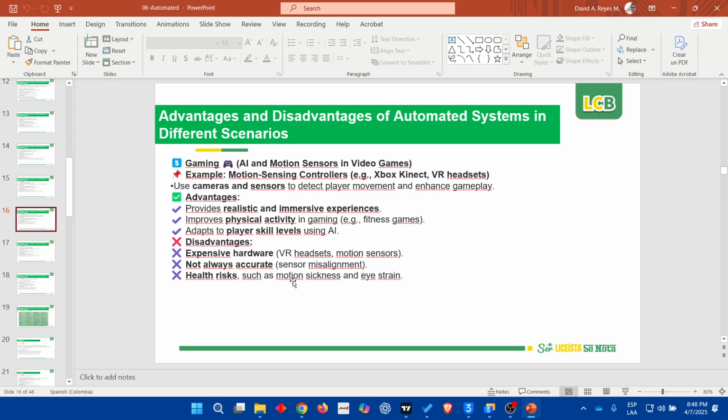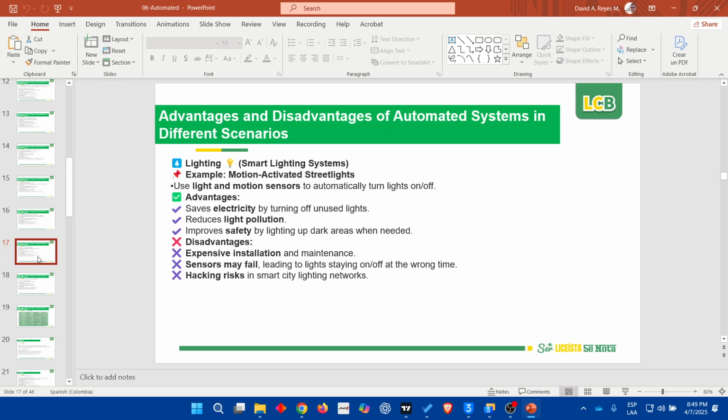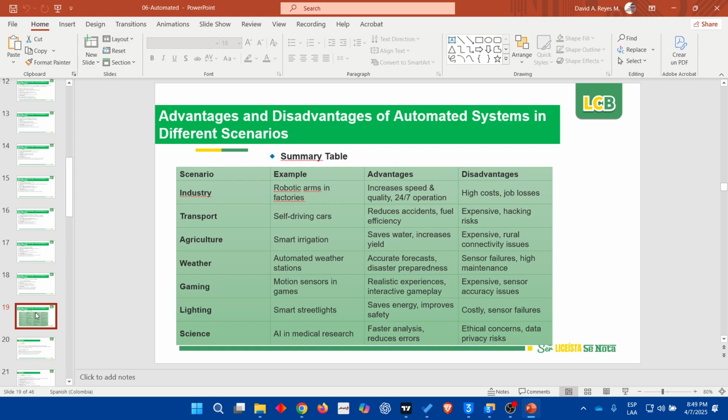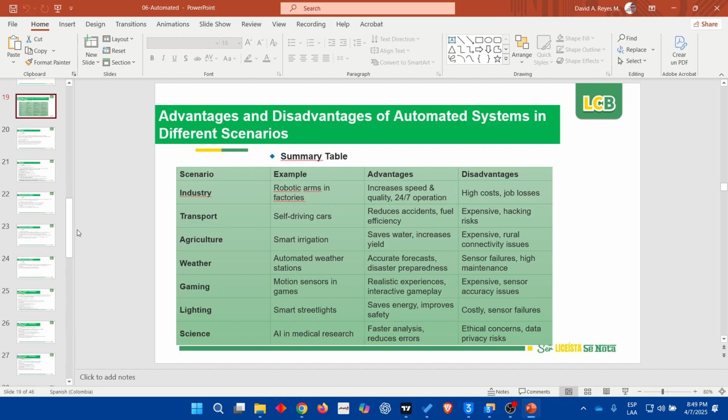Disadvantages: you need expensive hardware. For example, the VR headsets, motion sensors not always accurate. So possibly the sensor is not going to be getting the right information at the moment, and health risks such as motion sickness and eye strain. Lighting, science, and here you have a summary table. I am not going to speak about every one because the idea in this video is to be short.